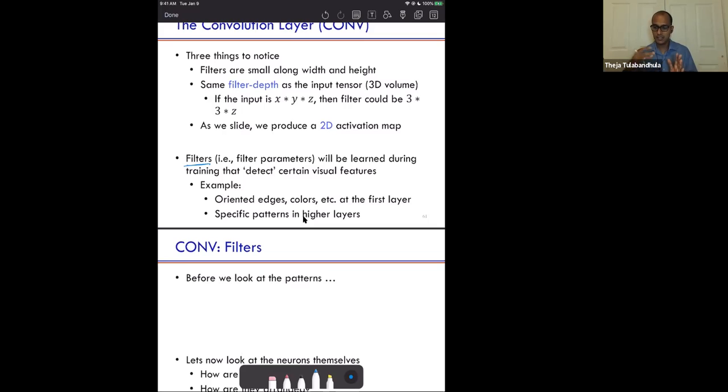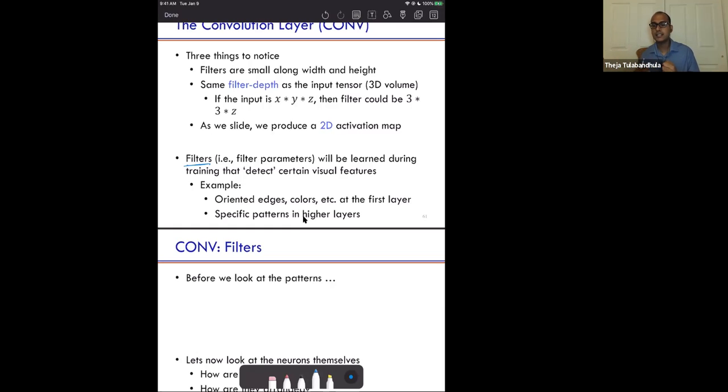Okay, but once we apply, let's say we have a bunch of filters. Let's say we apply the first filter. The filter will have its parameters. We'll apply the first filter by sliding it over the input image. It'll produce a 2D activation map. One filter, one 2D activation map at the output. We have 10 filters, 10 2D activation maps.